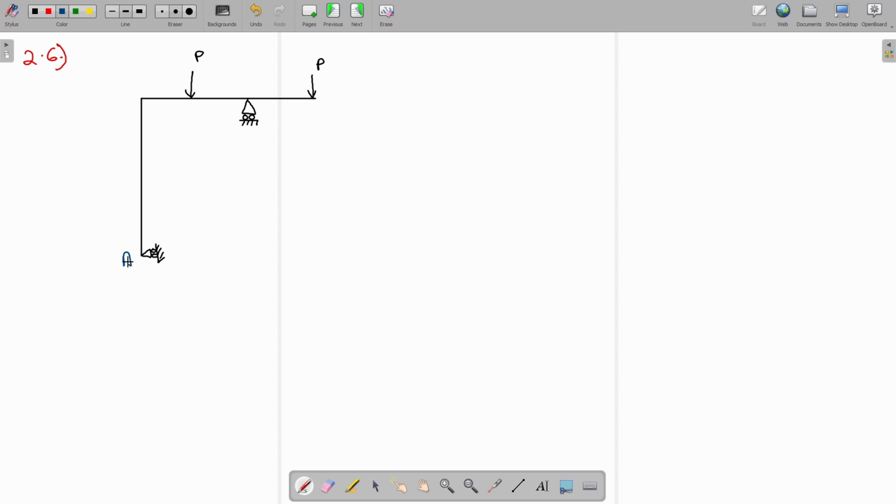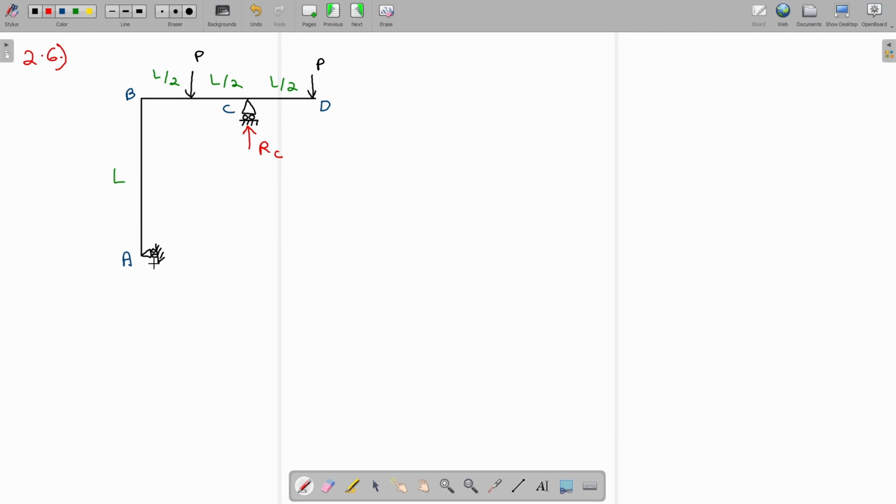So this point is A, this is B, this is C, and this point is D. Length is L by 2, L by 2, L by 2, L by 2, and the total length for AB is L. We need to find the reaction at A. Since this is a roller support, our reaction will be acting in the vertically upward direction. This is given as RC. This point is C.